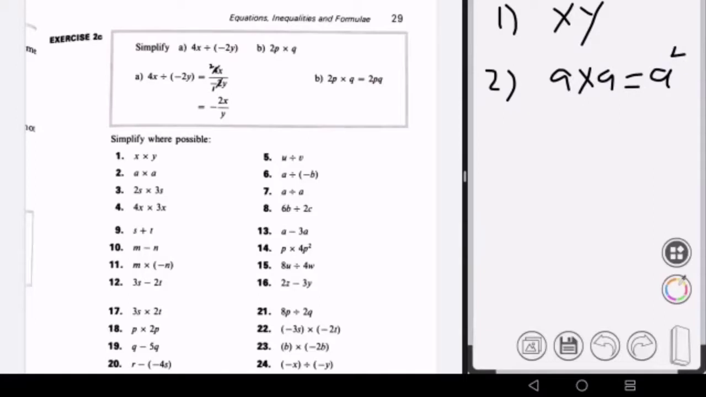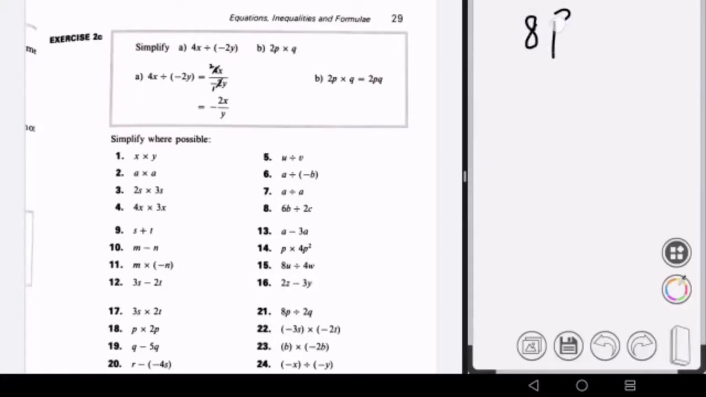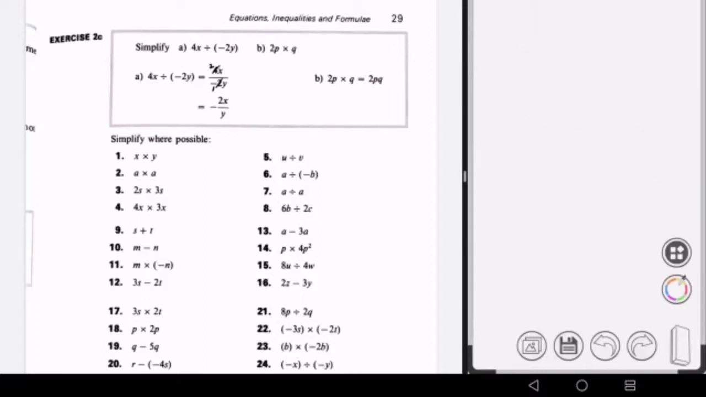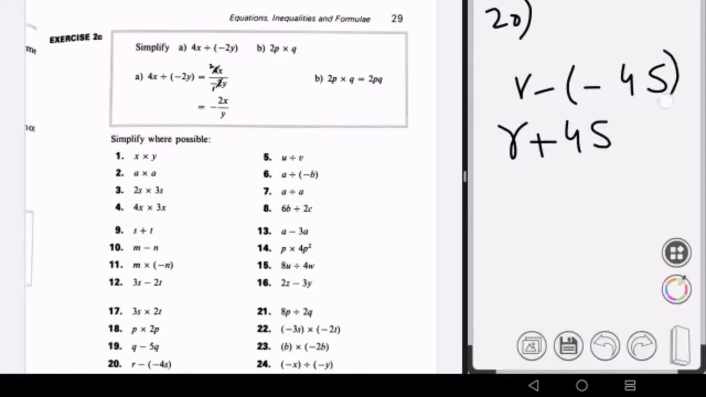Same, for example, question number 21, 8p divide by 2q. So it will be 8p over 2q. We can divide 8 by 2, 4. It will be 4p over q is the answer. So one more question, like question 20. R minus minus 4s. Minus multiply minus become plus. Plus 4s is the answer.